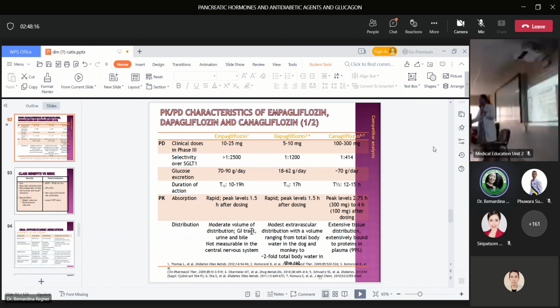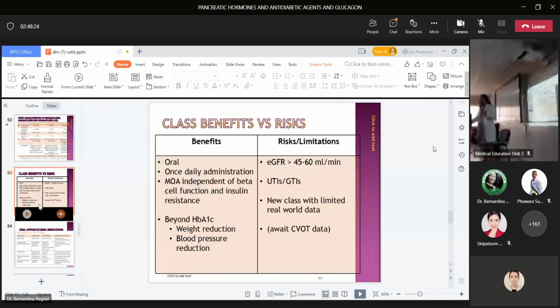Distribution, moderate volume of distribution. Extensive tissue distribution. Class benefits versus risk: orally, you have the benefits, but the risk and limitation is in the kidney. You do not give this if the glomerular filtration rate is 45 to 60, more than this, no? More than 45 to 60.